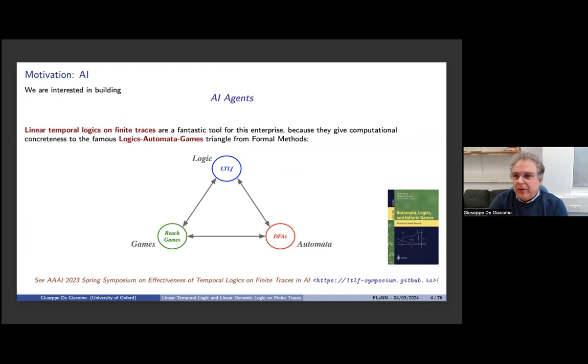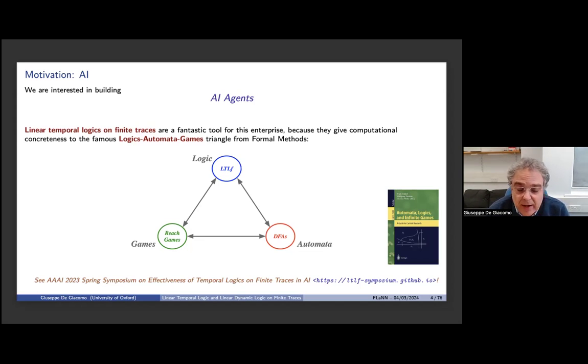Yes. So first of all, the motivation. I am personally working on AI agents, and linear temporal logic on finite traces is a fantastic tool from the computational point of view to handle this kind of agent, essentially because they give a lot of concreteness to this logic, automata, games triangle that is typical of formal methods.